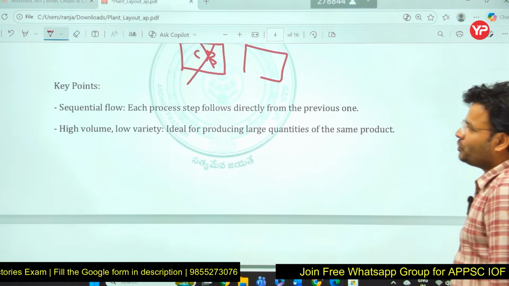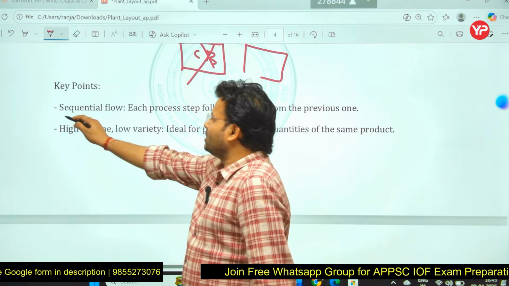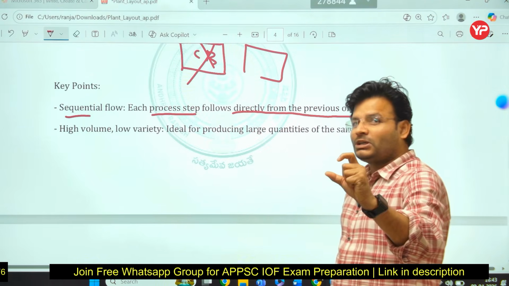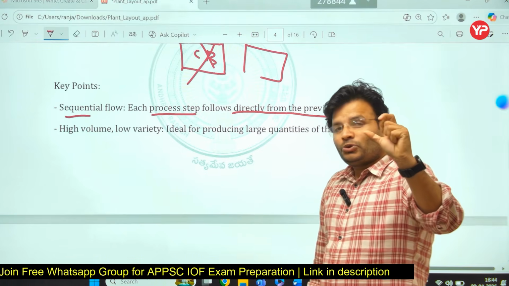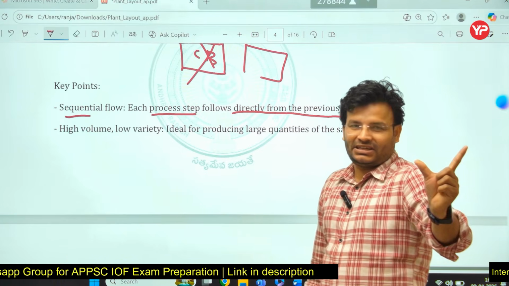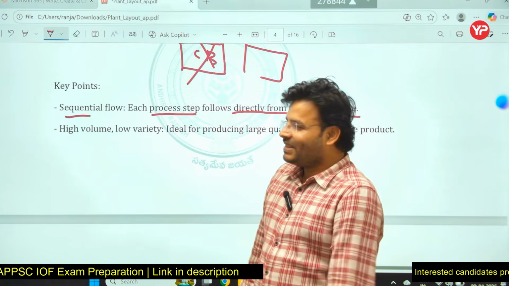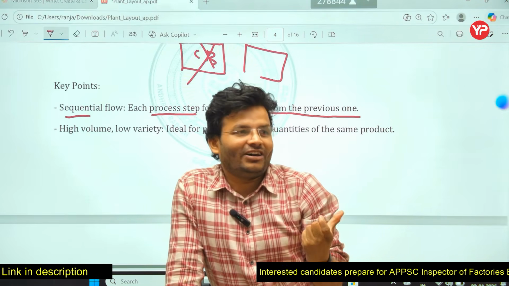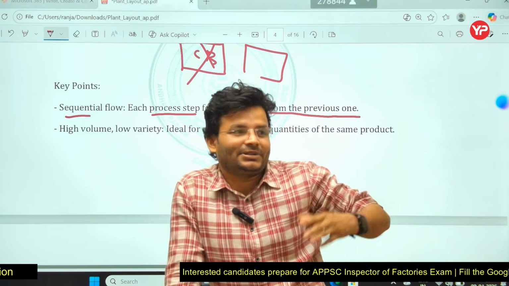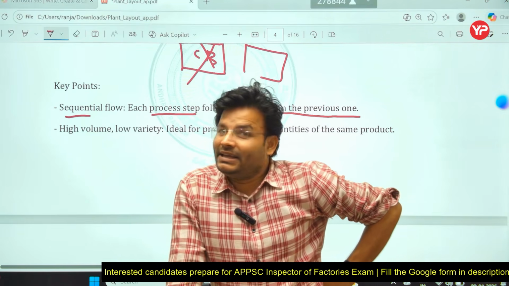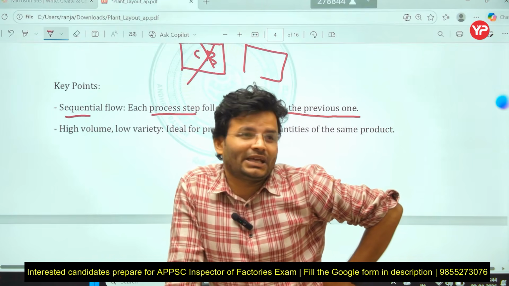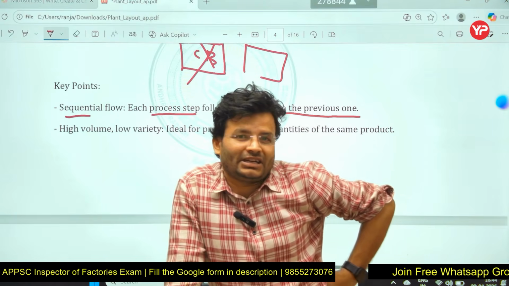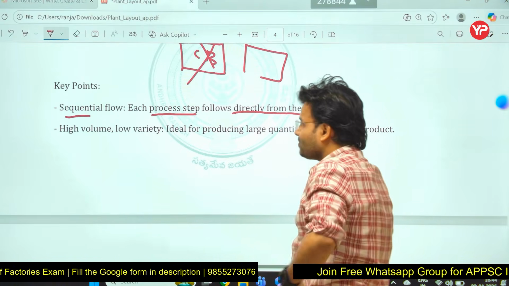I will come back to that point. So what is the key point here, my dear friends? This is called sequential flow. Each process step follows directly from the previous one. If the previous one is not completed, the process after it will never be started. It is something like the CPM part. If you are an engineer, you must know about CPM. One activity will be started only when all the activities before it are completed. Same way in the line layout, if one work is completed, then only the next work can be started, otherwise it will not start.